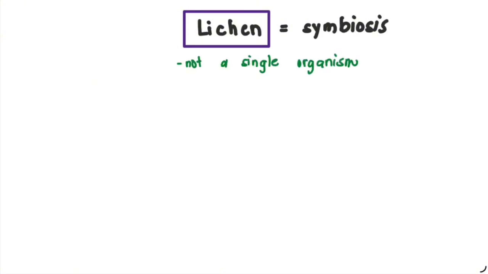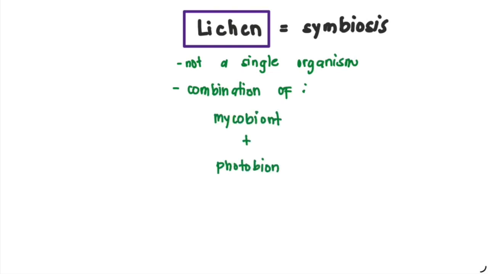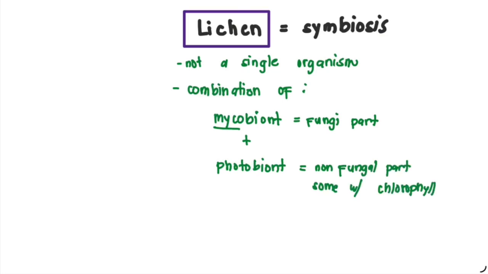Now let us proceed with the lichen. Lichens are actually not single organism, no? Pero symbiosis sila, meaning dalawang organism na magkasama, mutually benefiting. So it's actually combination, no, of what we known as the mycobiont and photobiont. So again, combination po yun with mutual, no, relationship, both benefiting from each other. So ang mycobiont class, ito yung fungi part, and ang photobiont is non-fungal part. Sometimes they contain chlorophyll. Okay?